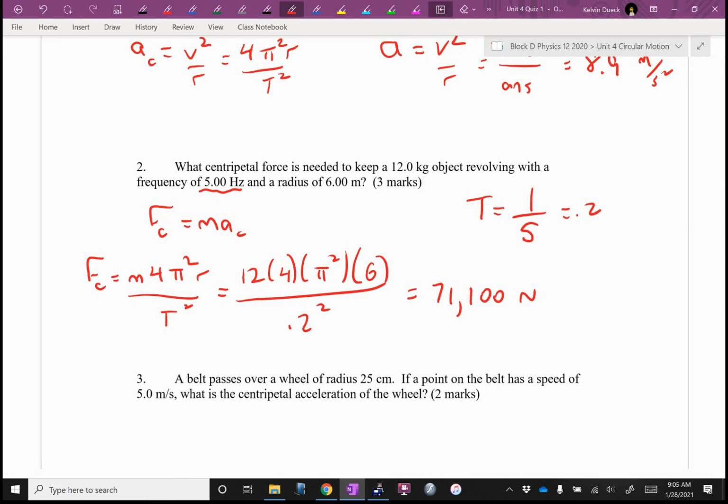If you got that right, 3 out of 3. For 3 marks, I would probably have given you 1 mark if I saw that, 1 mark if I saw that, and 1 mark for the answer.